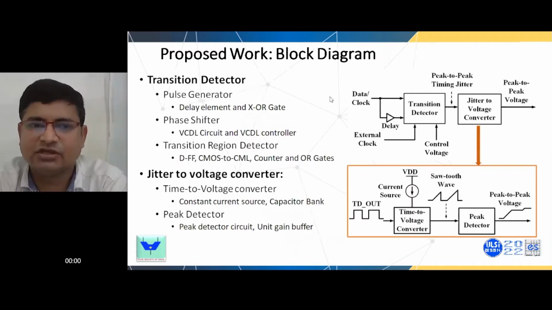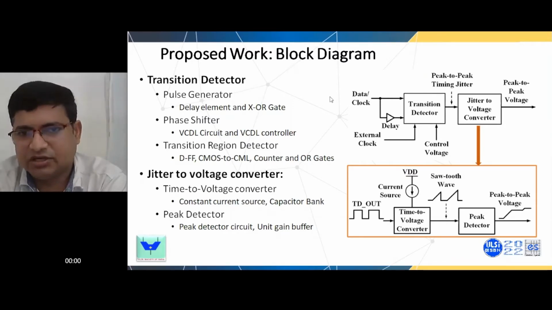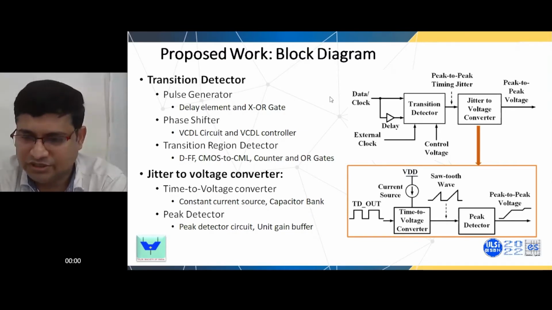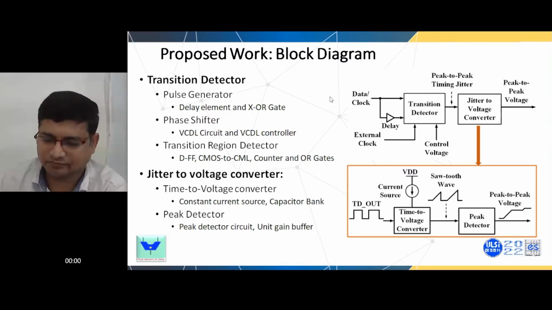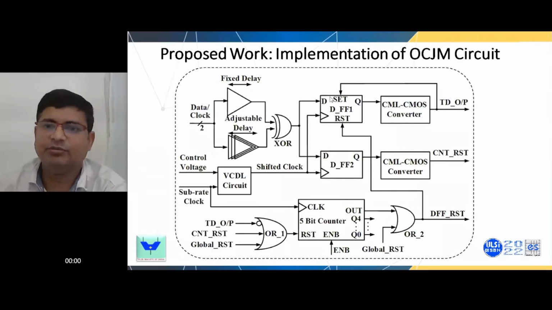So this is the block diagram of the complete circuit. One part is the transition detector, another is the jitter to voltage converter. The transition detector we have discussed: the pulse width generator, then the phase shifter, then the transition region detector. The jitter to voltage converter uses a constant current source, a time to voltage converter circuit, and a peak detector, which finally converts the peak-to-peak jitter to peak-to-peak voltage.